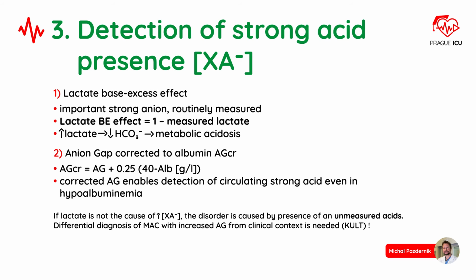Again, we can recapitulate the anion gap corrected to albumin. Corrected anion gap enables detection of circulating strong acid even in hypoalbuminemia. If lactate is not the cause of increased levels of strong acids, the disorder is caused by presence of an unmeasured acid. Differential diagnosis of metabolic acidosis with increased anion gap from clinical context is needed. Mnemonic: CULT.